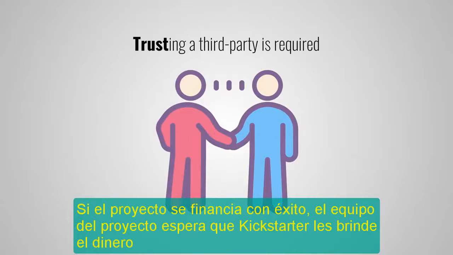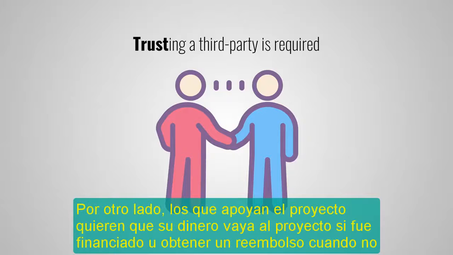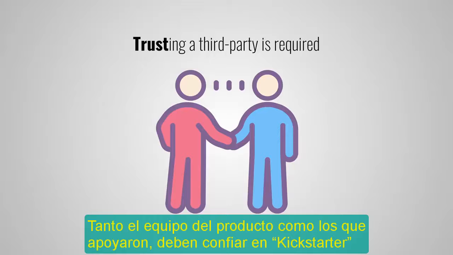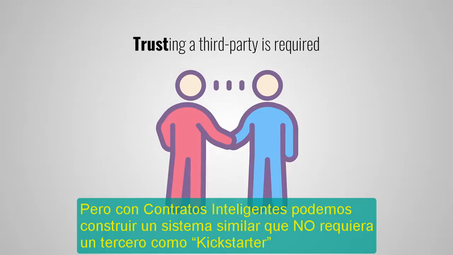If the project gets successfully funded, the project team expects Kickstarter to give them their money. On the other hand, supporters want their money to go to the project if it was funded, or to get a refund when it hasn't reached its goals. Both the product team and its supporters have to trust Kickstarter. But with smart contracts, we can build a similar system that doesn't require a third party like Kickstarter.